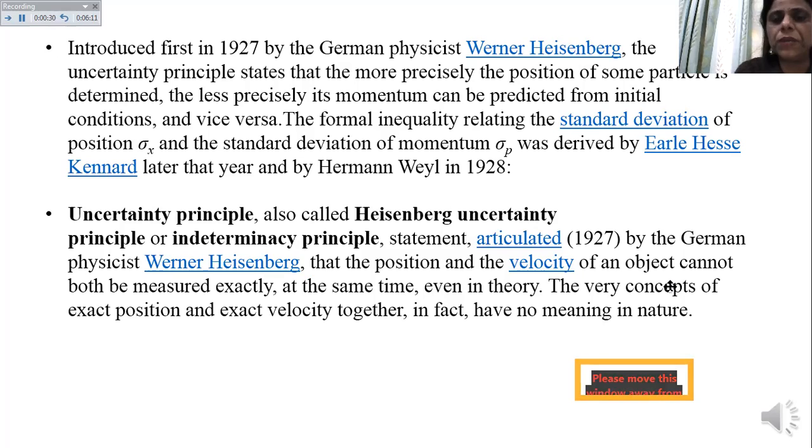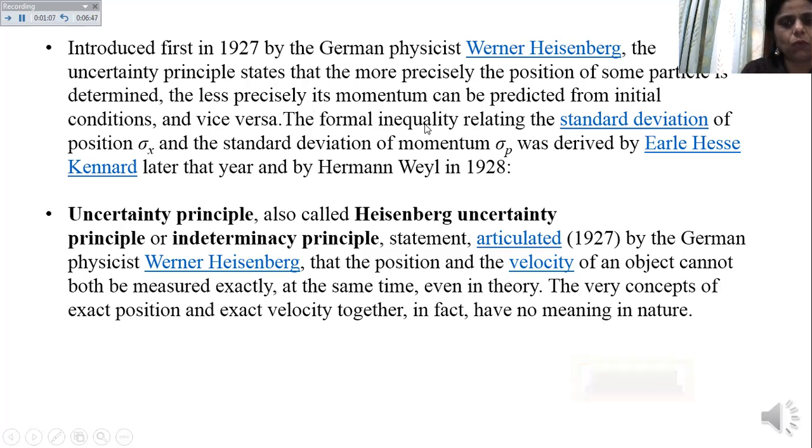That is, the more precisely the position of some particle is determined, the less precisely its momentum can be predicted from initial conditions, and vice versa. Means what this principle states is that if we know the initial condition, and we are very accurate about its position, then the more the accuracy in its position, the less the accuracy in its momentum, or you can say the momentum and the position are inversely proportional.